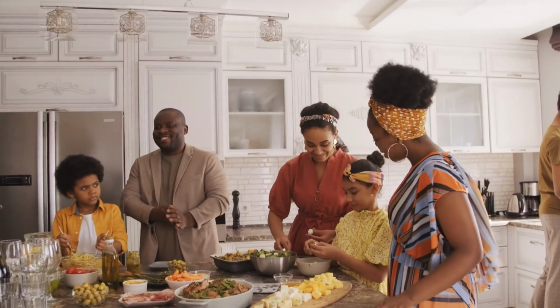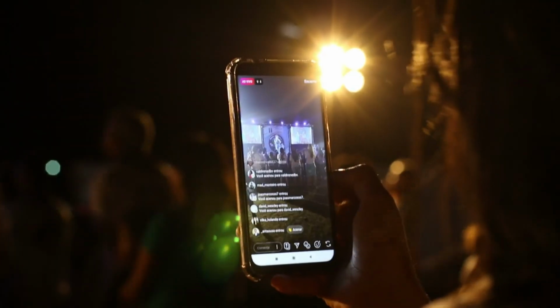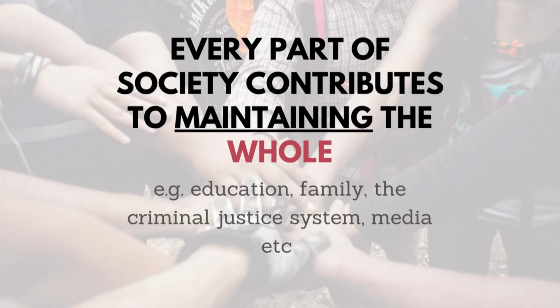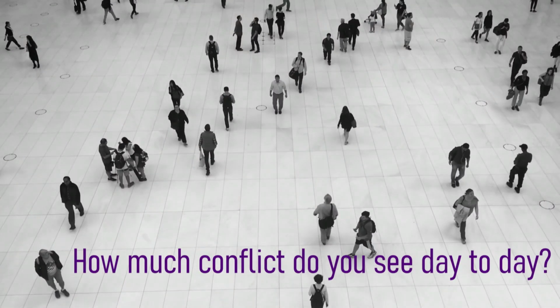Functionalists see society as made up of lots of different parts, for example, the family, education, media, religion, and they believe each of these parts works together to create a society where there isn't a great deal of conflict.